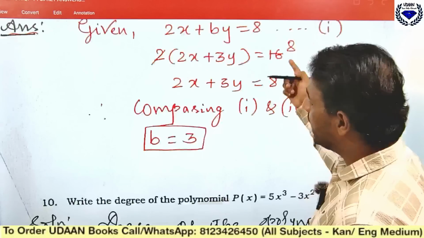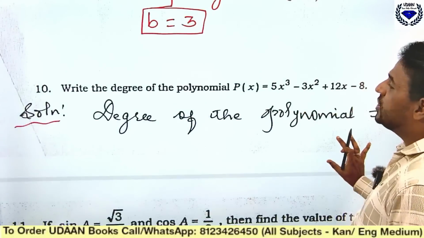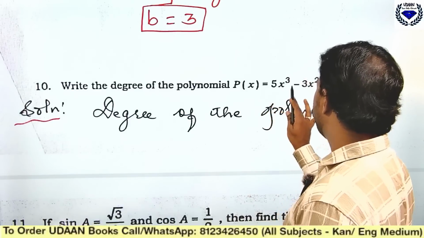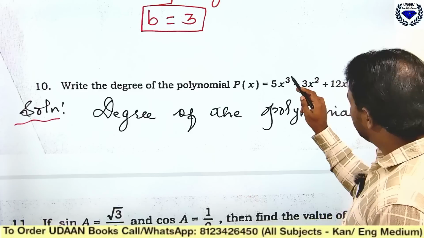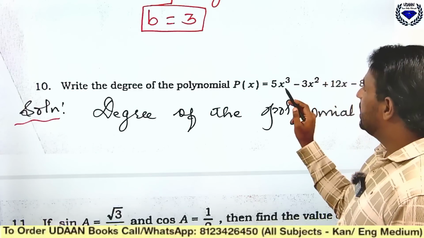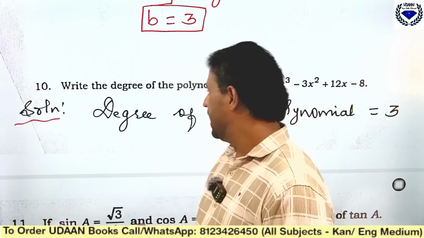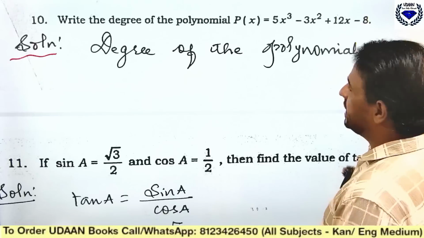Okay. Next, write the degree of this polynomial. See, the polynomial is p of x is equal to 5x cube minus 3x square. So degree means what? Highest power of x. So highest power of x is what here? In this case it is 3. Therefore degree of the polynomial is 3.